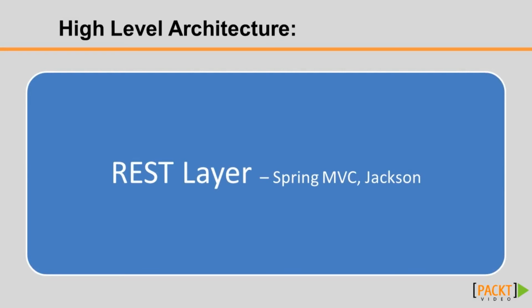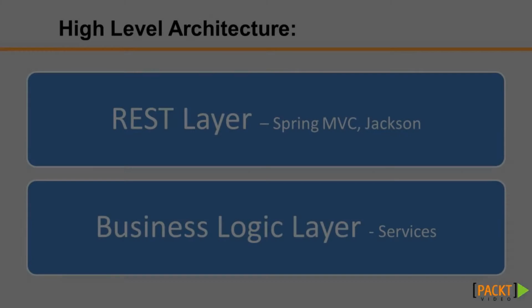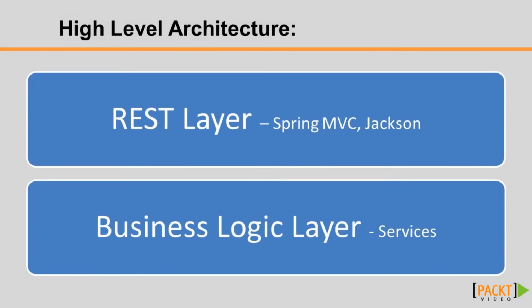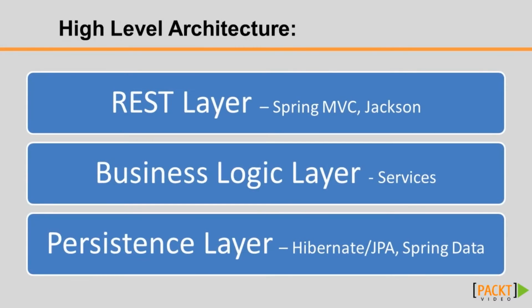First, we have the REST layer. This is built with Spring MVC for REST and Jackson or Xstream for marshalling and unmarshalling resources. Next, we have the business layer. This layer contains the services and possibly facades of the system. And finally, we have the persistence layer. This is Spring Data, JPA, and Hibernate.